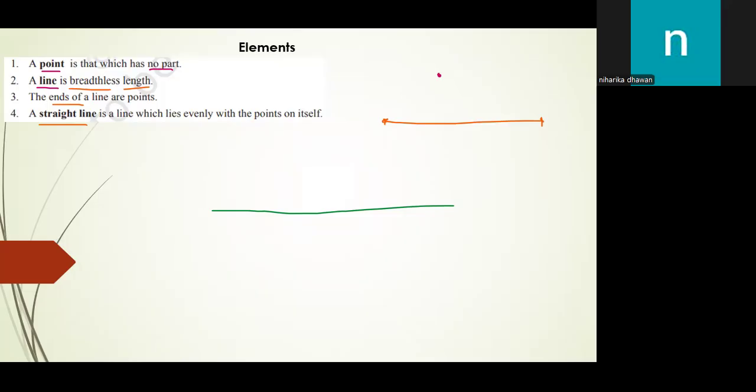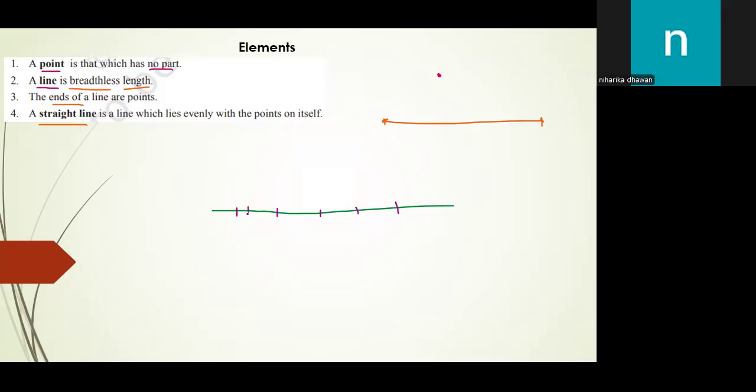Let me find some points on this line. Like this is a point. This is a point. This is a point. So we can find points on this straight line. I am pointing out these points just to make you understand where we can find them. We can find infinitely many points on this straight line.